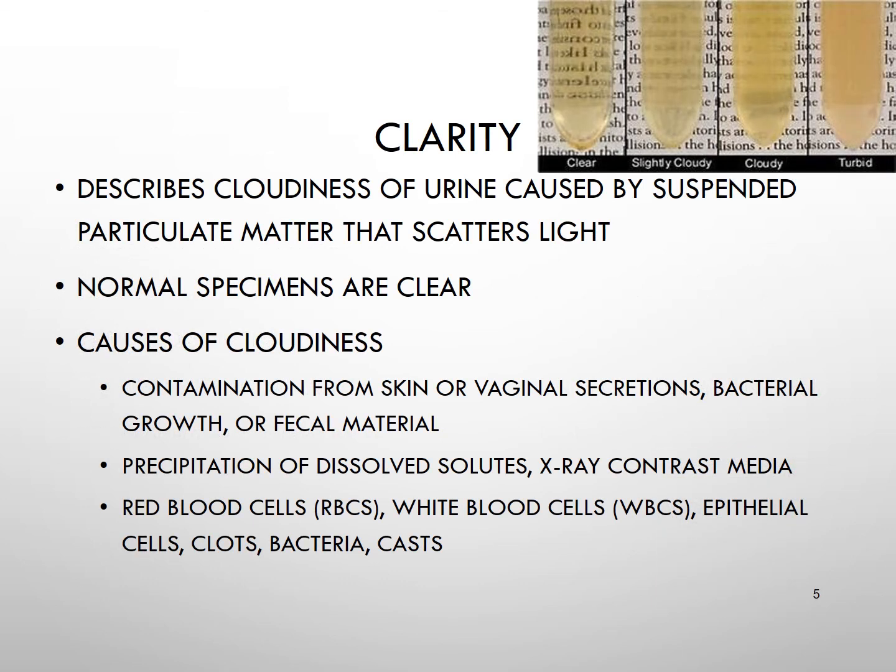So those were the physical characteristics of the urine color. And now let's talk about clarity, which describes the overall visual appearance of the urine. It's usually assessed at the same time we do the urine color and refers to the transparency of the specimen. Often called turbidity, clarity describes the cloudiness of the urine caused by suspended particulate matter that scatters light.